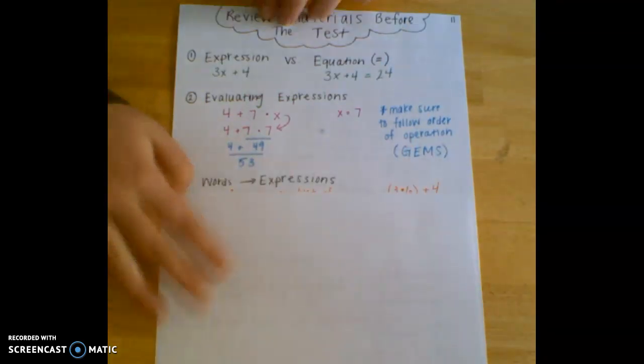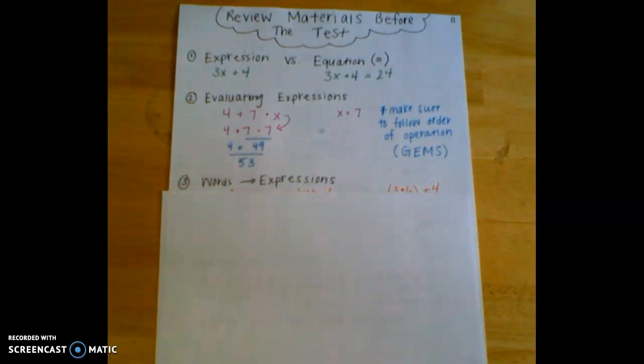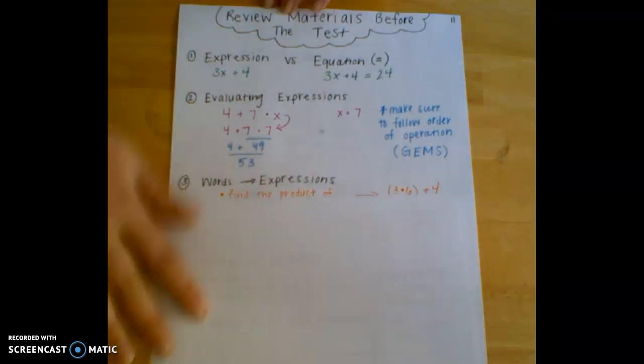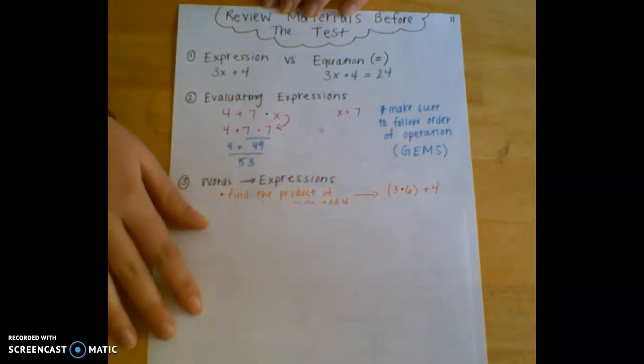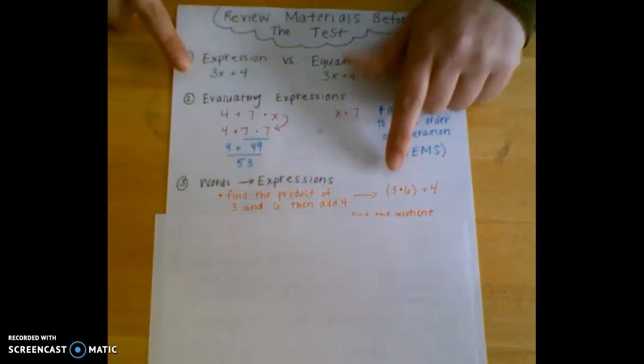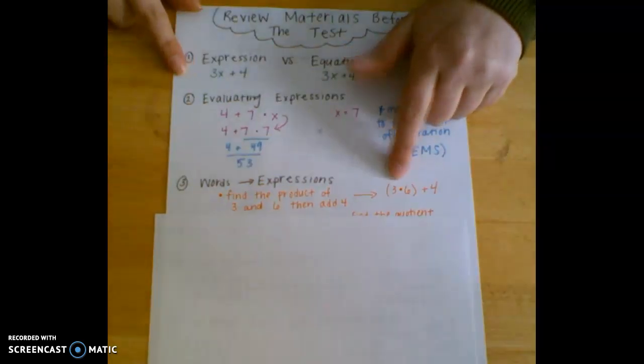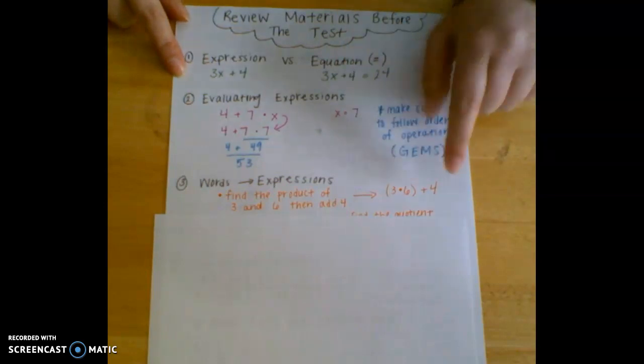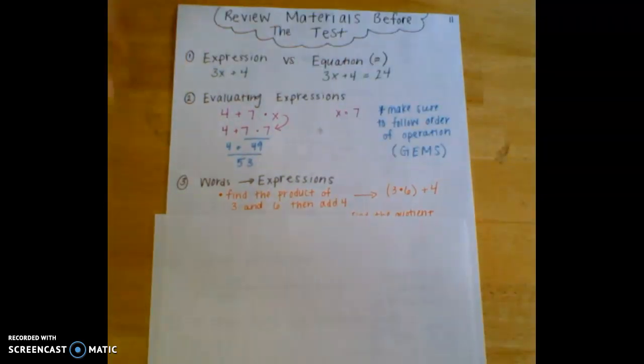Next thing we have is we are going from words to expressions and expressions to words. Here's our first one. If we look at it, it says, find the product. We know product means multiplication of 3 and 6, then add 4. It turns into this. First, I'm going to multiply my parentheses, and then I'm going to add 4.